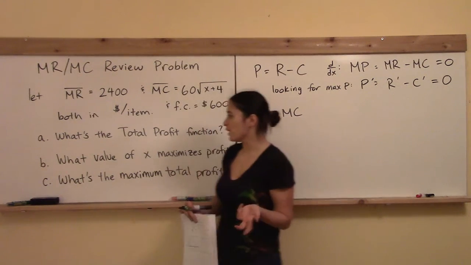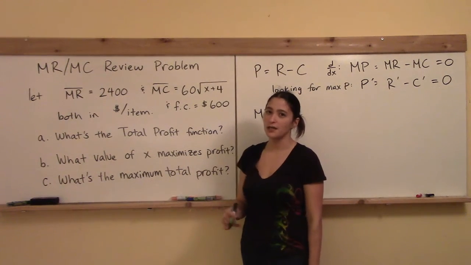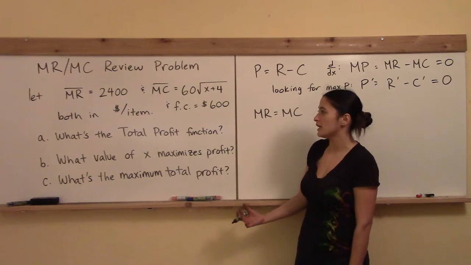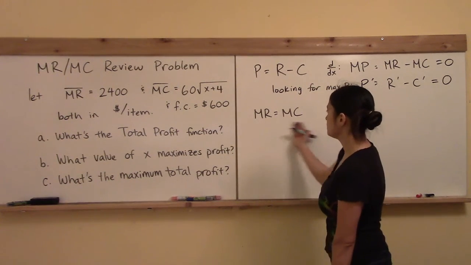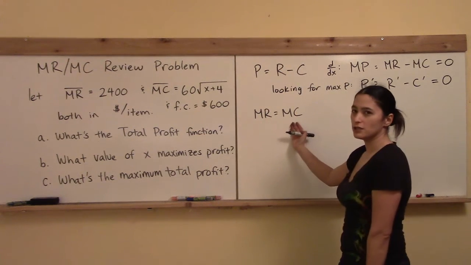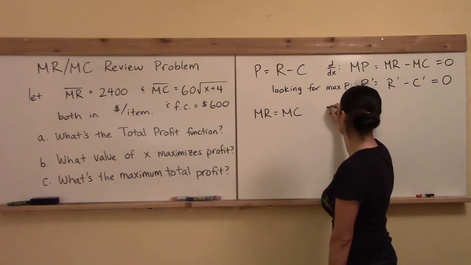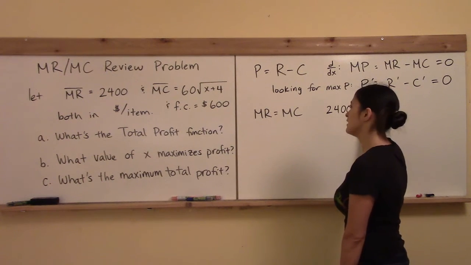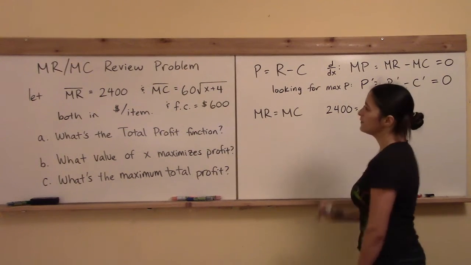Okay, so that's why I think part B is actually the easiest on this list. So I'm going to go ahead and do part B before I do parts A and C. Okay, what value of x maximizes profit? That's going to be any relative max that I find out of the solving of MR equals MC, or 2,400 is equal to 60 times the square root of x plus 4.